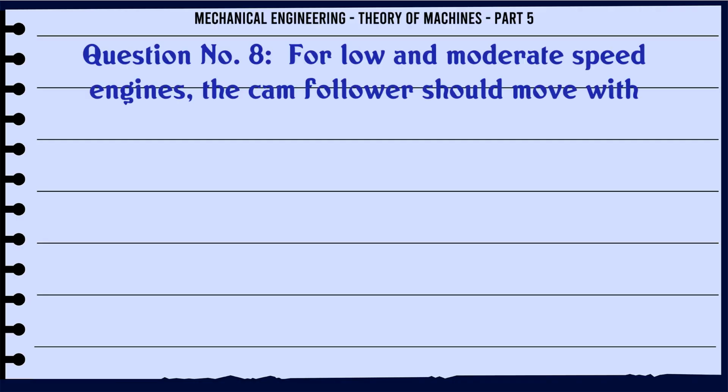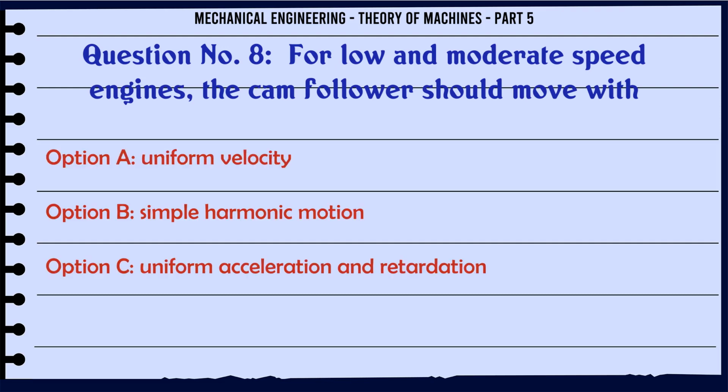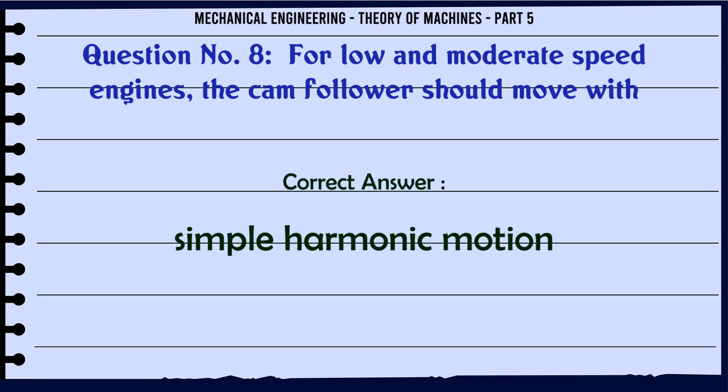For low and moderate speed engines, the cam follower should move with A. Uniform velocity. B. Simple harmonic motion. C. Uniform acceleration and retardation. D. Cycloidal motion. The correct answer is simple harmonic motion.